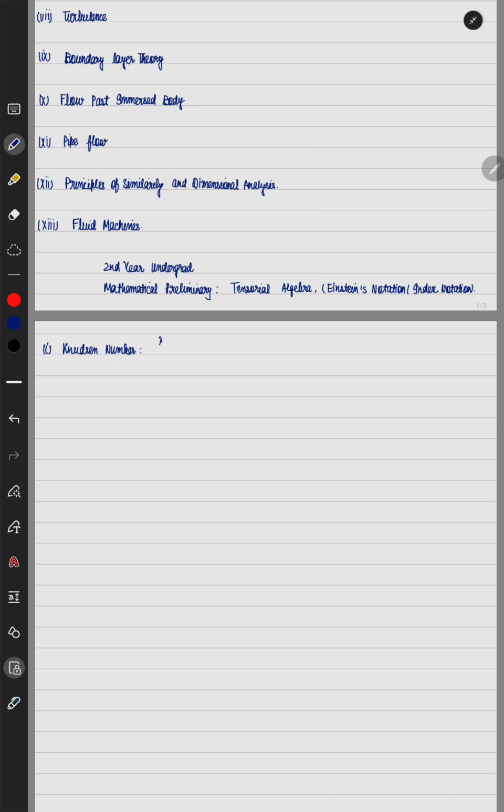Knudsen number is defined as lambda by L, where this is written by Kn. This is equal to lambda by L, where lambda is the mean free path, and L is the characteristic length of the system.